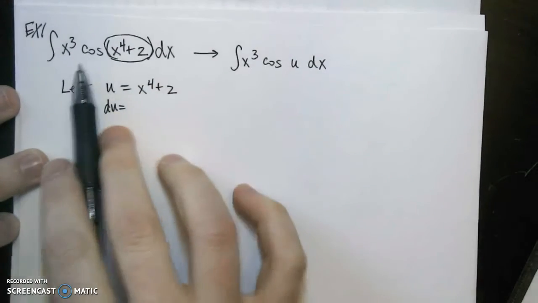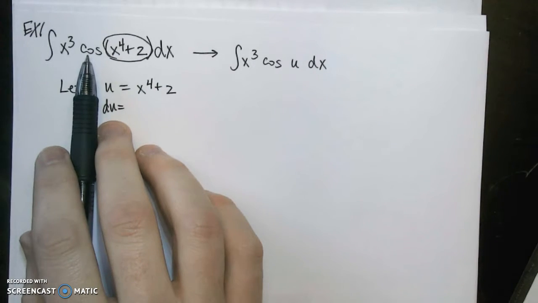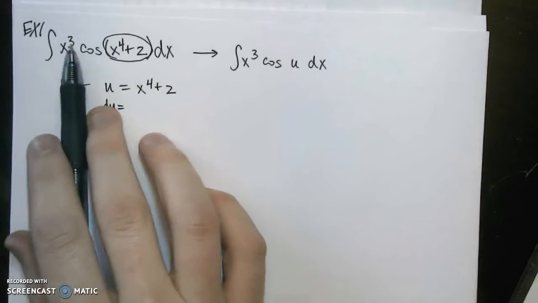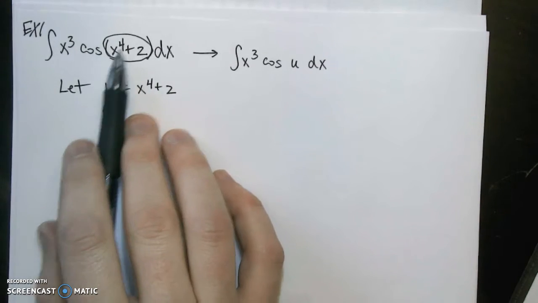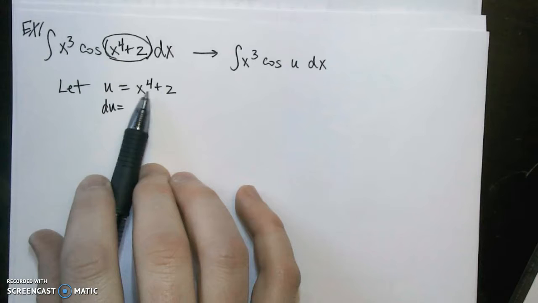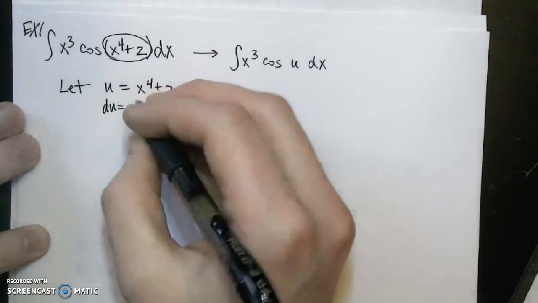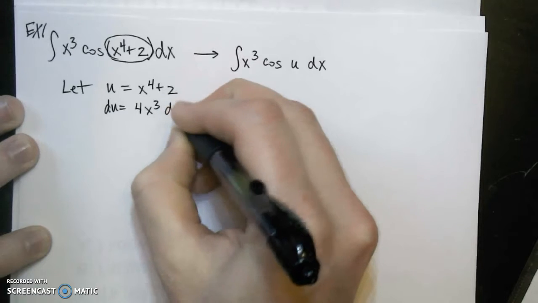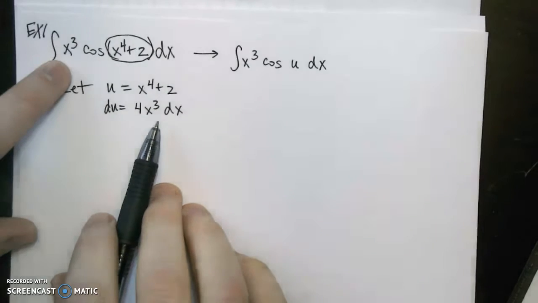So I look through and I see, are there any derivatives? For example, do I have derivative of cosine anywhere? No. Do I have derivative of x cubed anywhere? I'm looking for a 3x squared. I don't see that. Do I have derivative of x to the fourth? 4x cubed. I do have an x cubed. So if there's a derivative in the problem, then that's probably your u. The derivative of x to the fourth plus 2 is 4x cubed dx, because we just did derivative with respect to x. And I've got that in my problem.